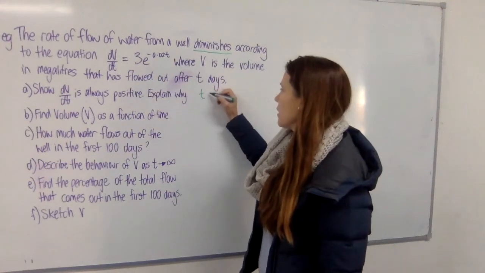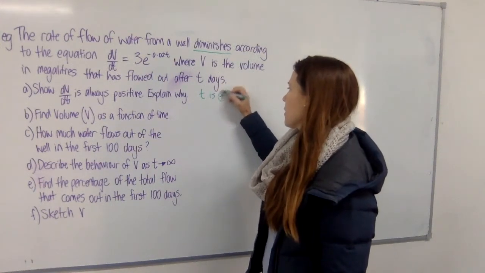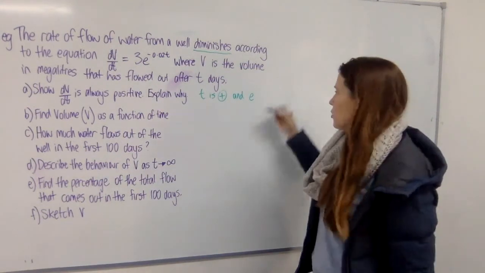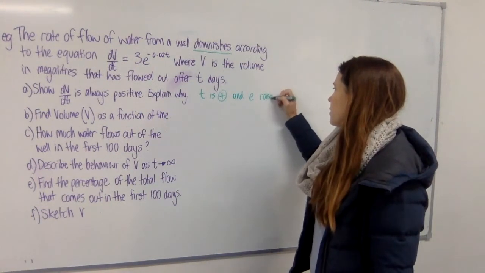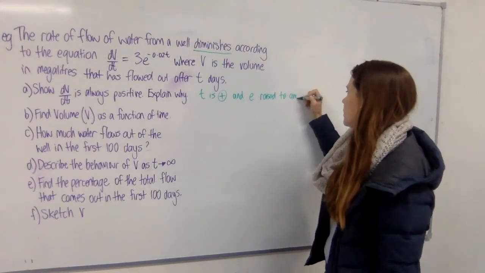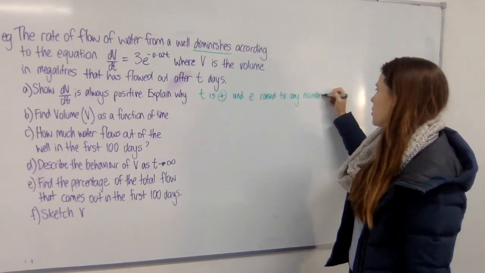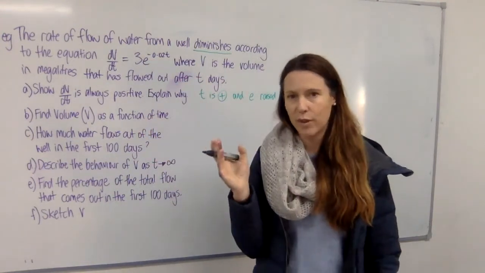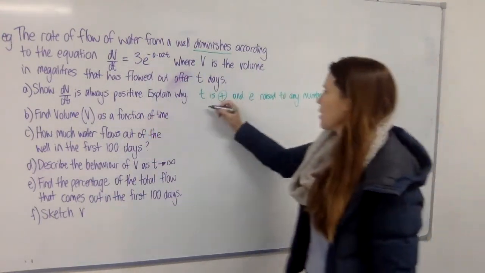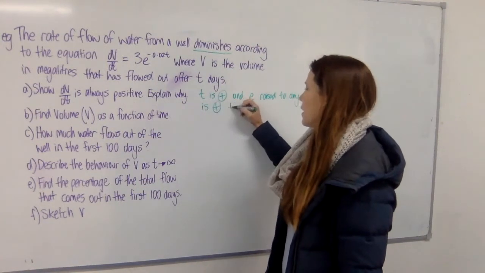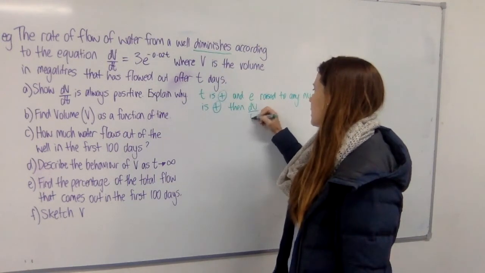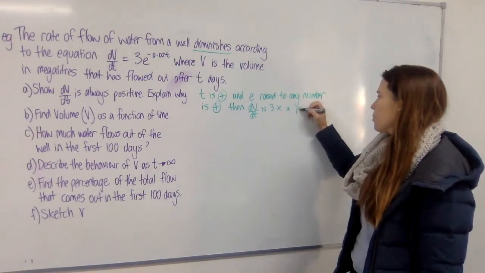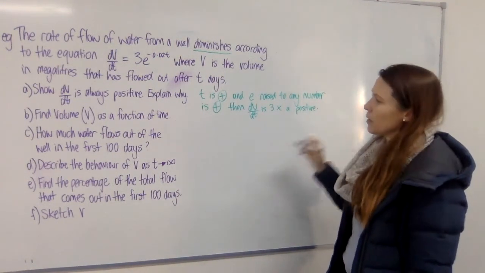Well, T is always positive because that's time. And we know that e raised to any number at all is positive. And it doesn't make any difference at all if we've got a negative there. e raised to a negative number is still just a very small fraction. So if e raised to any number is positive, then we have dV/dt is 3 multiplied by a positive number, which is positive. Now, explain why.